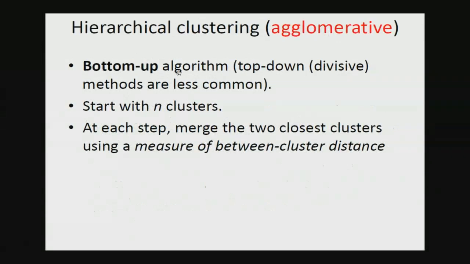So the bottom-up algorithm starts with n clusters. So basically you think it starts with n data points. And then at each step, we merge the two closest data points or clusters, and once you get a small cluster, then use a measure of between-cluster distance.